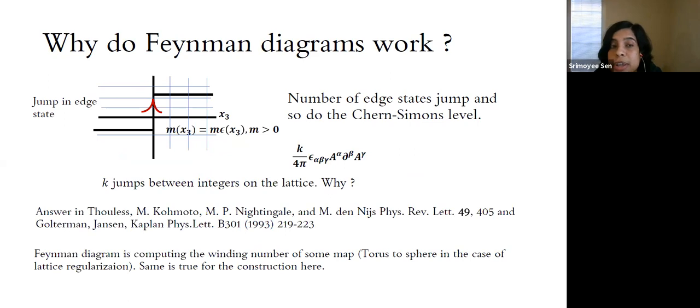And it gets even more interesting if you regulate this theory on the lattice. What you can see is that if you solve the Dirac equation on the lattice, you would get different numbers of chiral edge states depending on your lattice parameters. And you would then expect that your Chern-Simons theory in the bulk better have the corresponding levels to match current conservation. And indeed, if you did a Feynman diagram calculation of this effective Lagrangian, you do see that this k actually takes different integer values as you change your lattice parameters. So the question remains as to why this Feynman diagram gives you different integers.